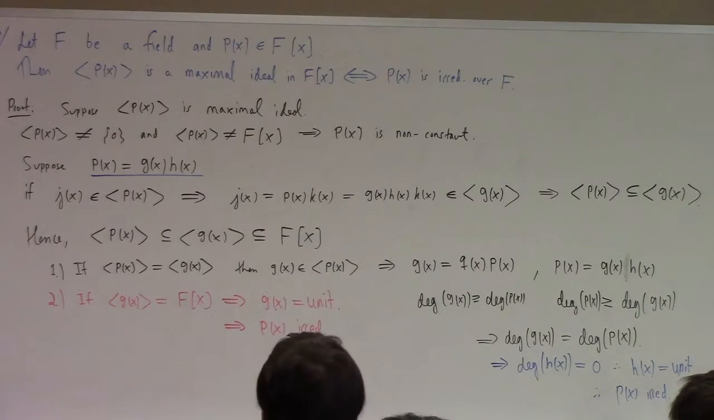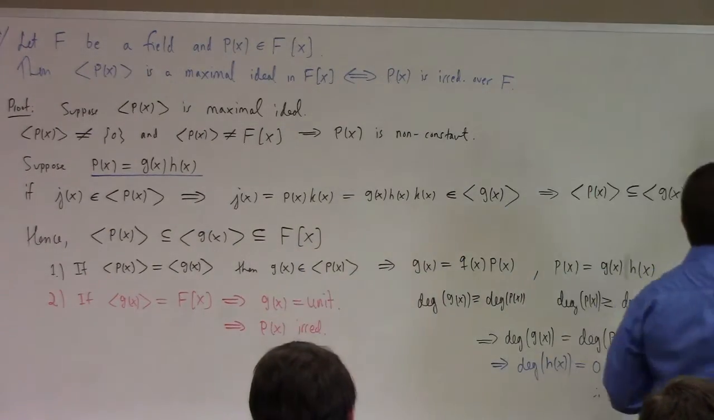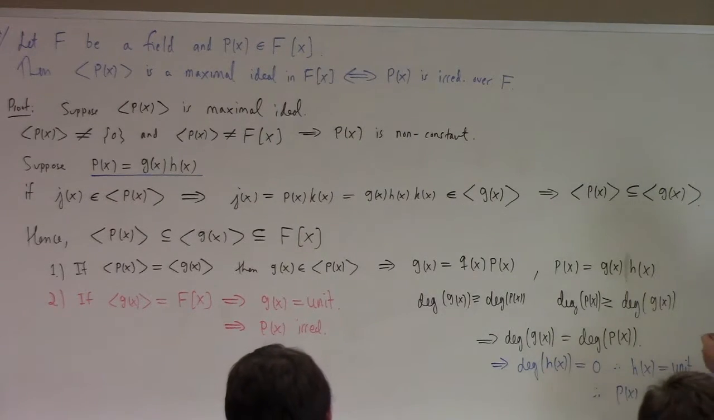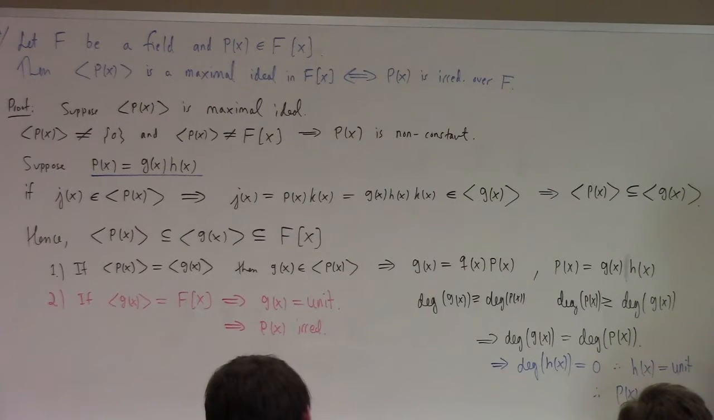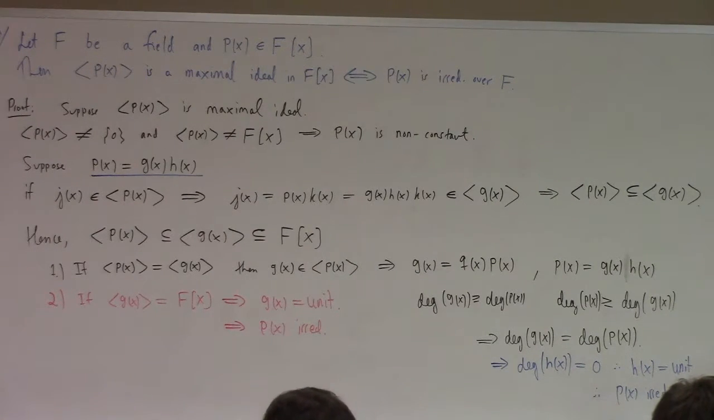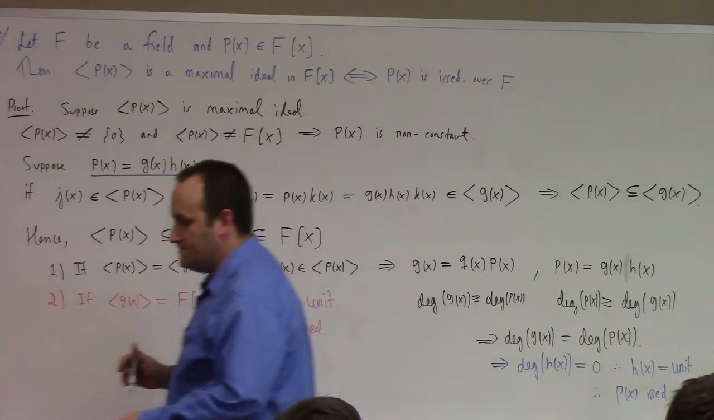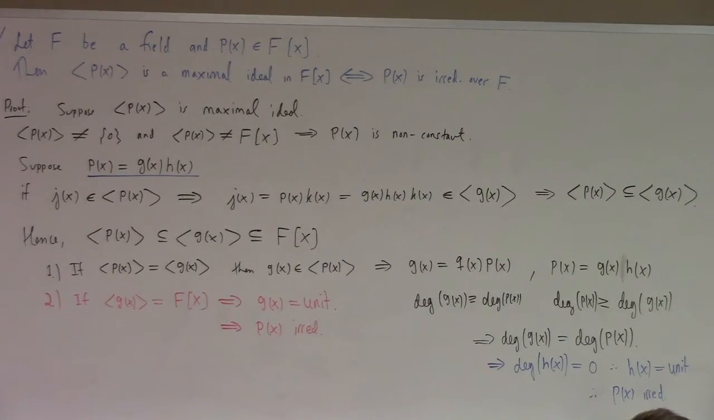So a corollary to this: F[x] mod the ideal generated by p(x) is a field, given p(x) irreducible. I've stated that in a weird way. Usually I would say assume p(x) is irreducible, then this is a field. Okay? And I'm assuming F is a field here. So that's corollary 3.522.